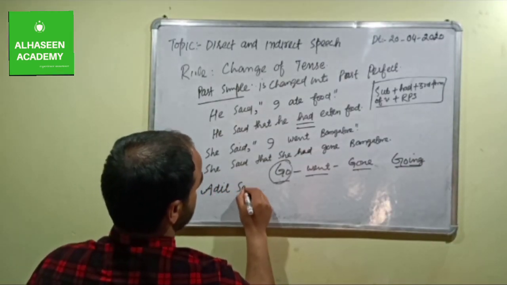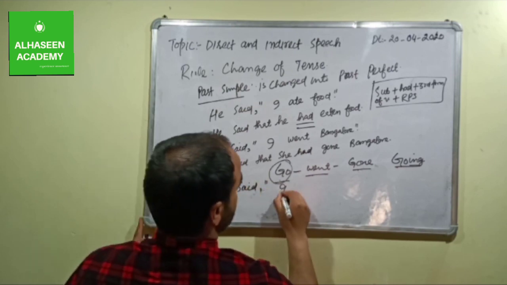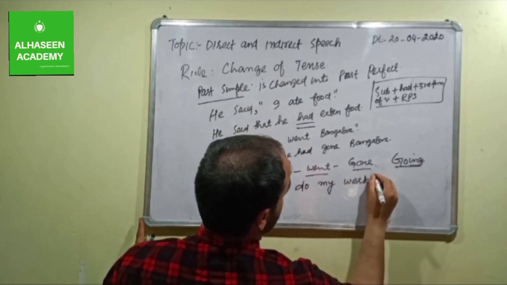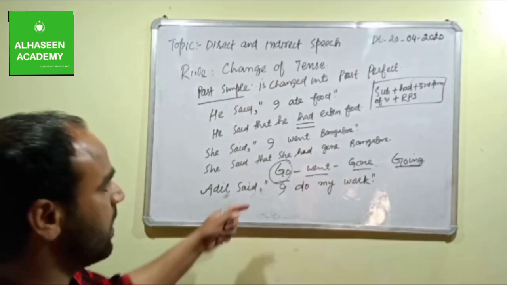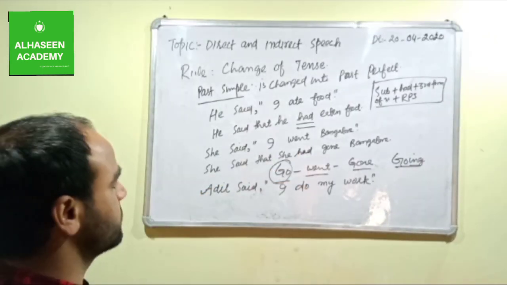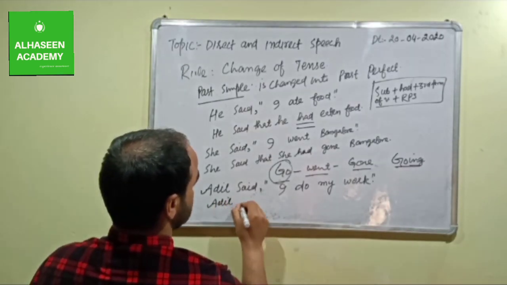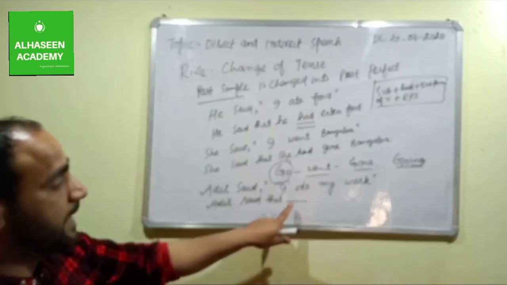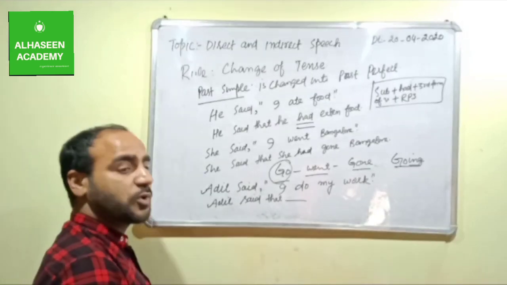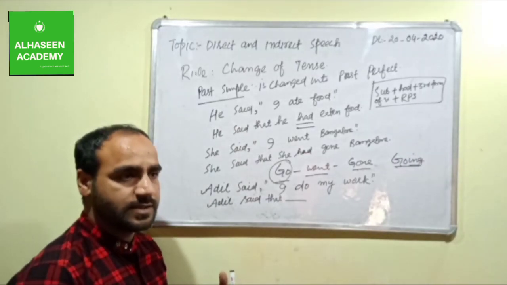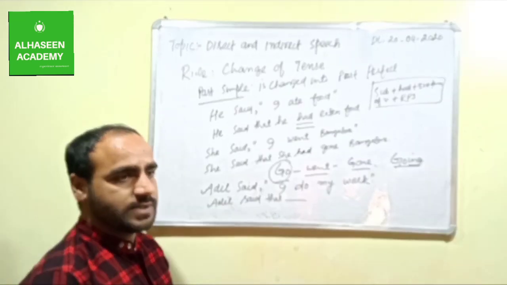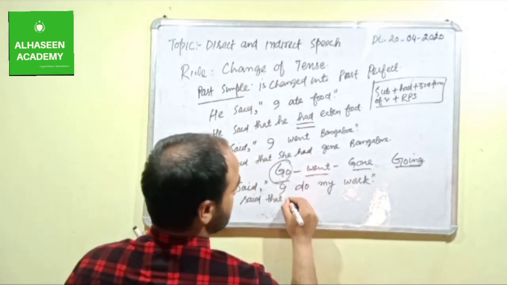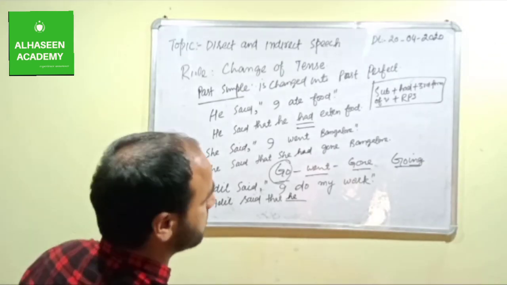Adil said, I do my work. Okay, how are we going to convert it into this tense? So we will see. Adil said that, you don't need to put the name here. You can use a pronoun instead, because that is the reason why we are using pronouns in English. A pronoun is used in place of a noun, in order to avoid the repetition of the noun. We can use he here, and after that what tense are we going to use?